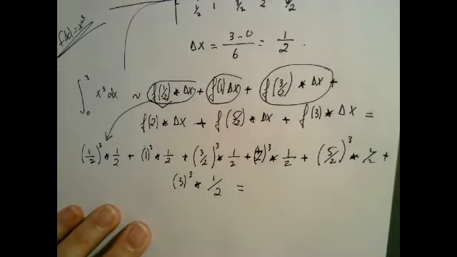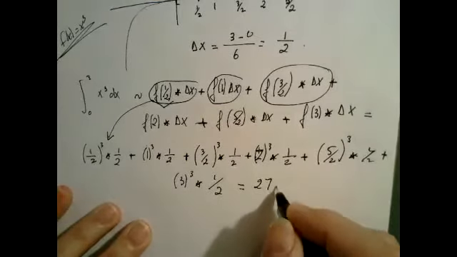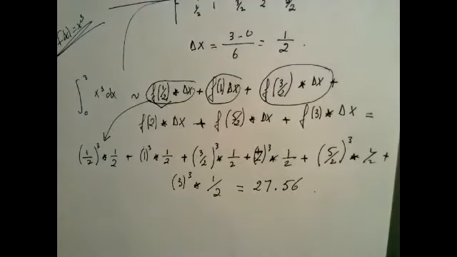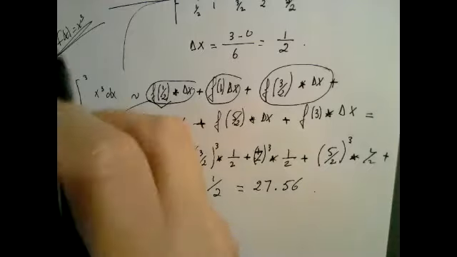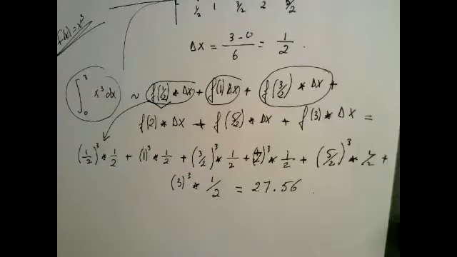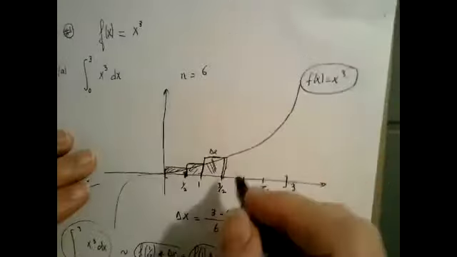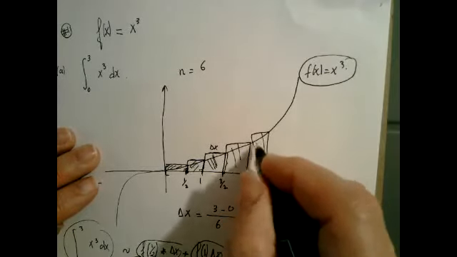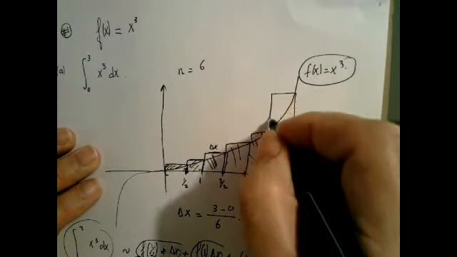Did anybody actually evaluate it? How much did you guys get? 27.56. Anybody else? Okay, or somebody's giving me the exact value, which should give us exactly the 27.56. So this is really a very rough estimate of the integral, because we only took 6 subdivisions. From the picture, we realize that if we add the area of those rectangles, there is a big difference between them and the actual area under the graph. So it's a very rough estimate.